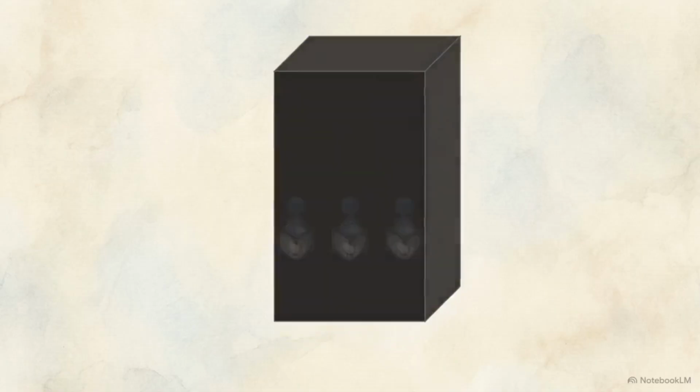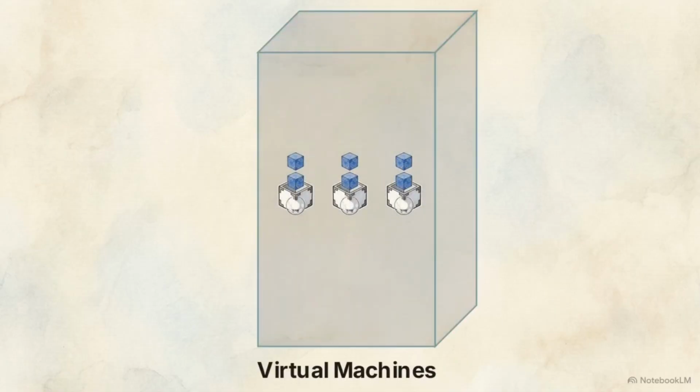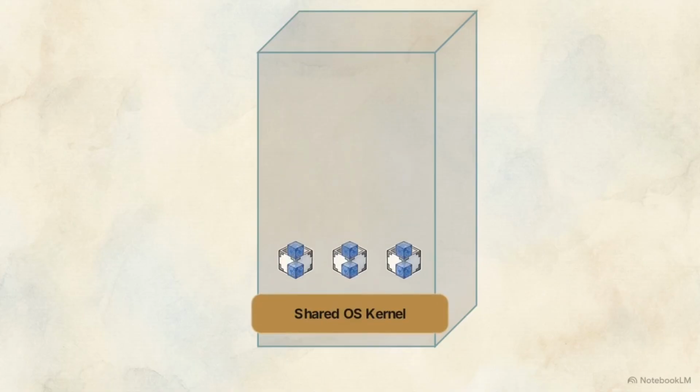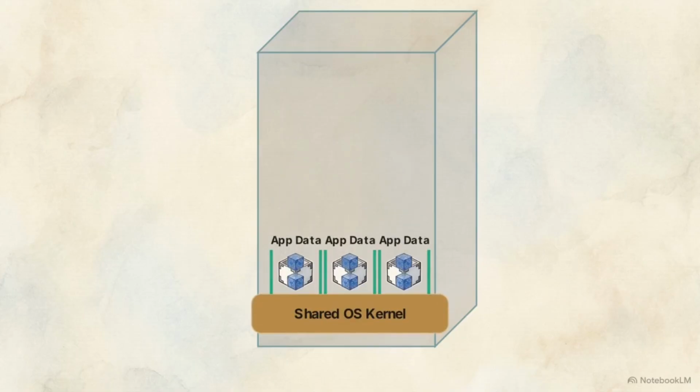Virtualization tricks a single server into acting like hundreds of computers, running independent operating systems inside one tower. This evolved into containers, which strip away the bulk. They allow applications to share one base OS kernel while keeping top-level data strictly isolated.